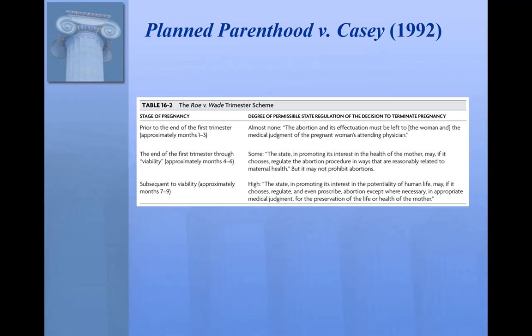So look at what the court says there, the quotation that's been pulled out. Really what that quotation defines is a rational basis review. The state, in promoting its interest in the potential of human life, may, if it chooses, regulate and even proscribe abortion, except where necessary in appropriate medical judgment for the preservation of the life or health of the mother. All right, this is the framework that the court jettisons in Planned Parenthood versus Casey.